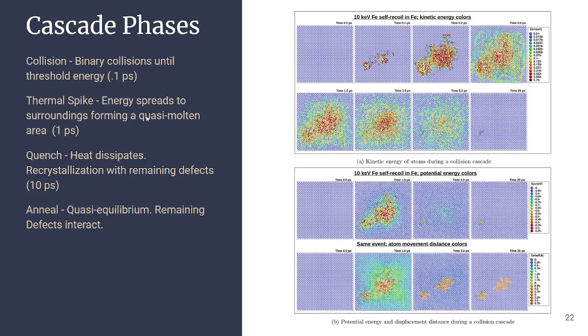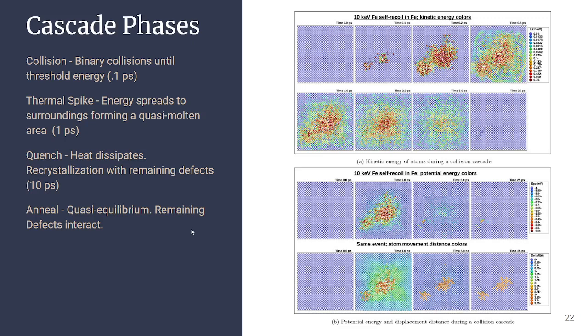And there are 4 phases to this whole cascade system. We have the collision phase, which is where everything is just hitting each other, like I was saying, spreading energy around. Then you have your thermal spike phase, which is energy spreading into nearby atoms and forming a quasi-molten area where everything is basically melting. We have a quenching phase where this quasi-molten volume recrystallizes and forms back together into a solid, and we're left with our defects.